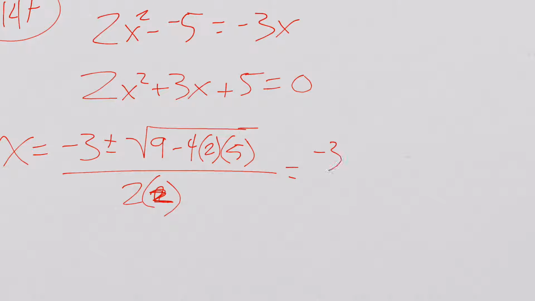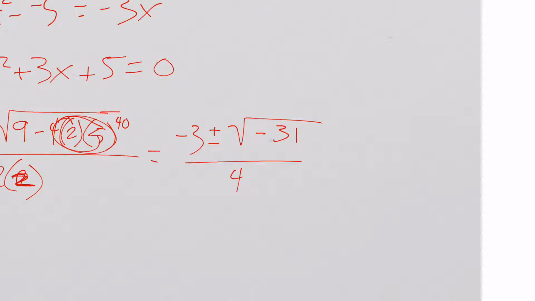So negative 3 plus or minus the square root of what? Well, 4 times 2 is 8, right? 4 times 2 is 8, and 8 times 5 is 40. So that bit right there is really 40. So I have 9 minus 40, which means I have negative 31 inside there, and that's all over 4.